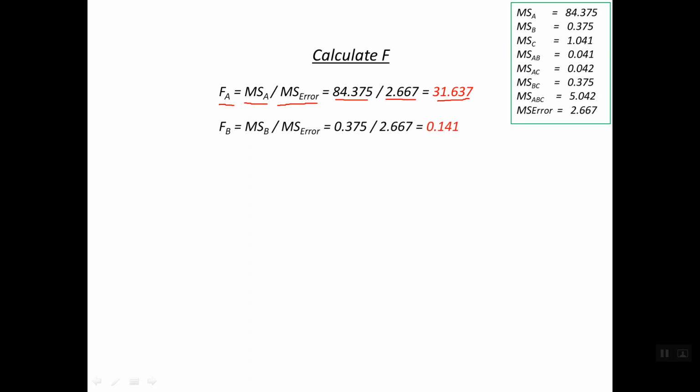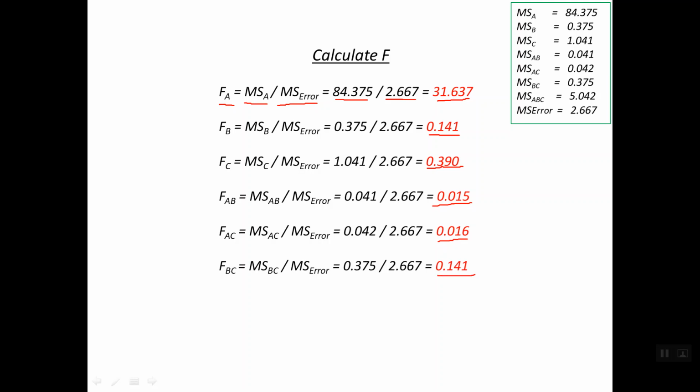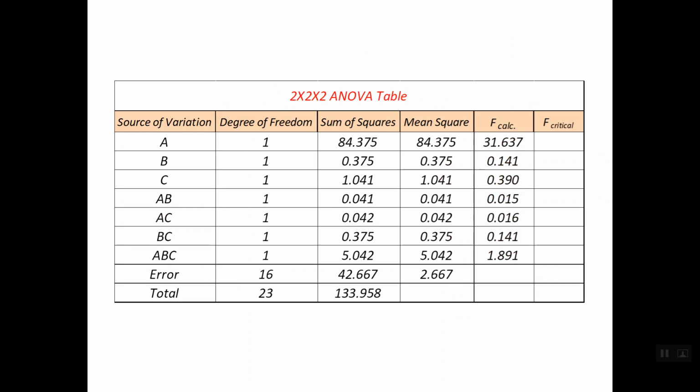The same way for B, we have this value for F for factor B, and this is for C. This is for the interaction between A and B, and this is for the interaction between A and C. This is for the interaction between B and C. This is for the interaction between the three factors. By this, we get all the values of the calculated F.